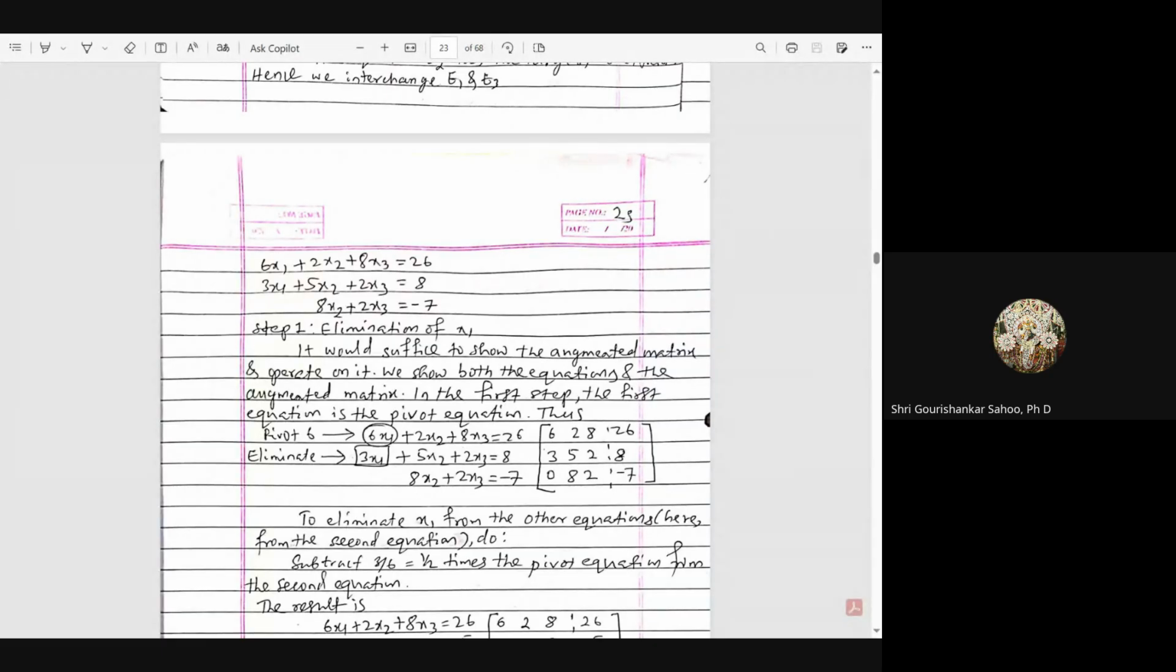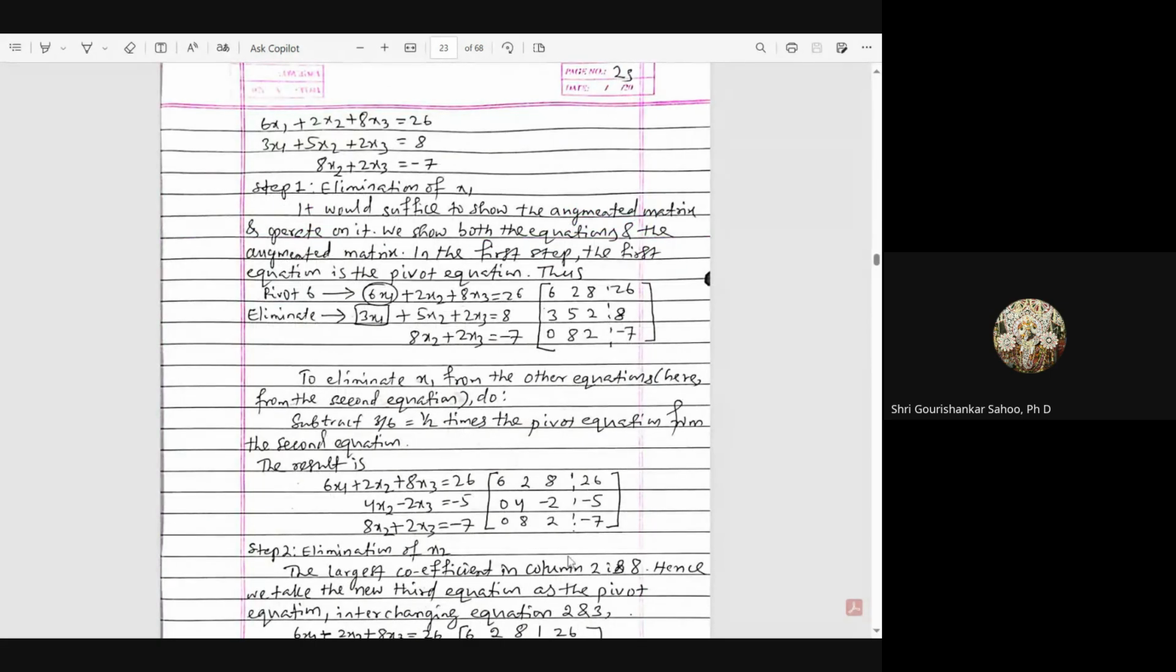That is nothing but 6, 2, 8, 26; 3, 5, 2, 8; 0, 8, 2, minus 7. Now eliminate 3x1 in the second equation. How can you get it? By subtracting 3 by 6, that is half times the pivot equation, from the second equation. So the matrix will become 6, 2, 8, 26; 0, 4, minus 2, minus 5; 0, 8, 2, minus 7.